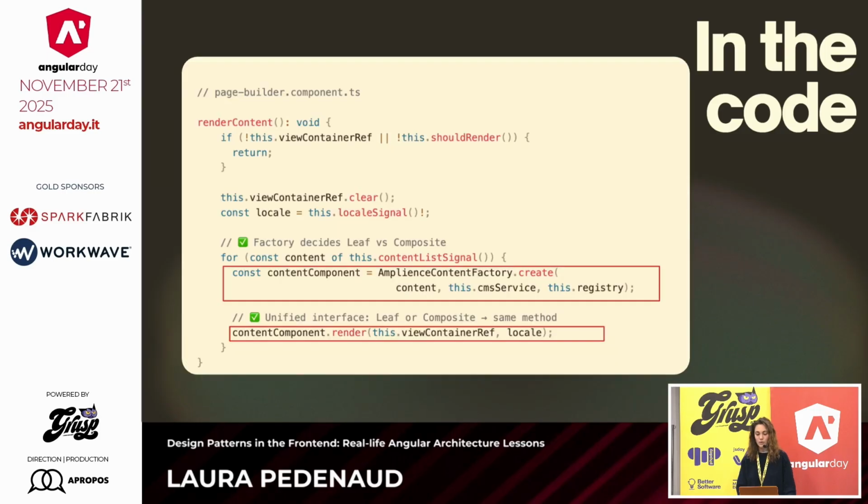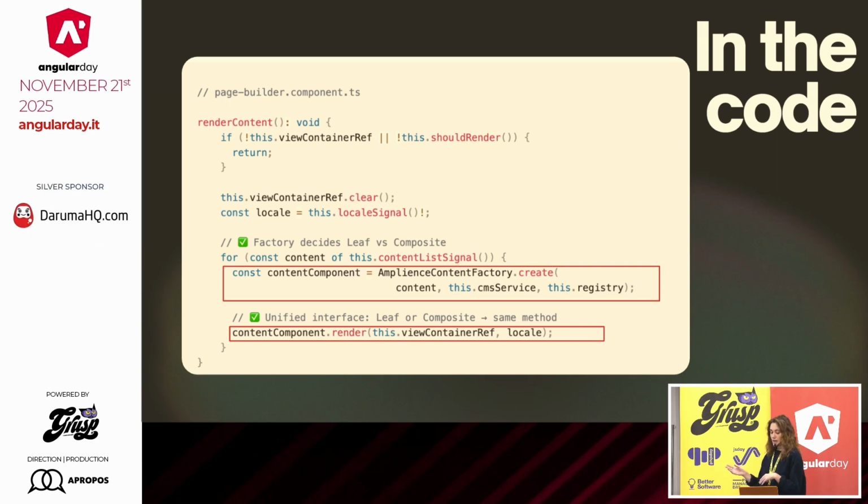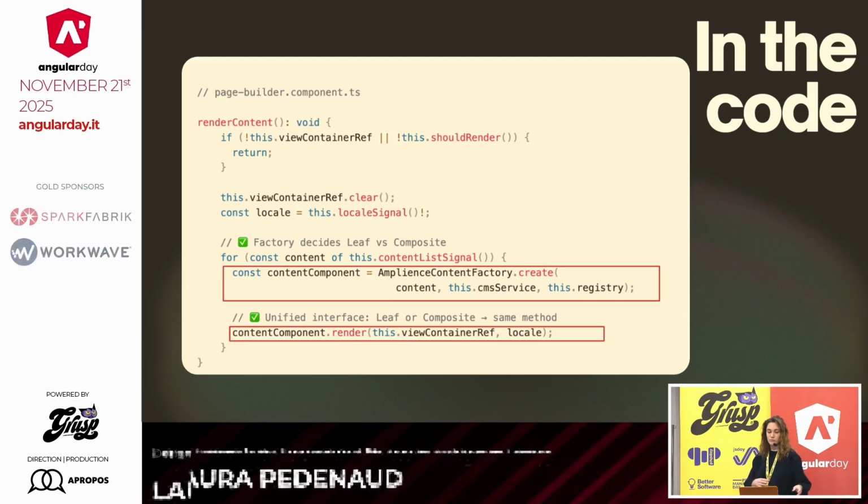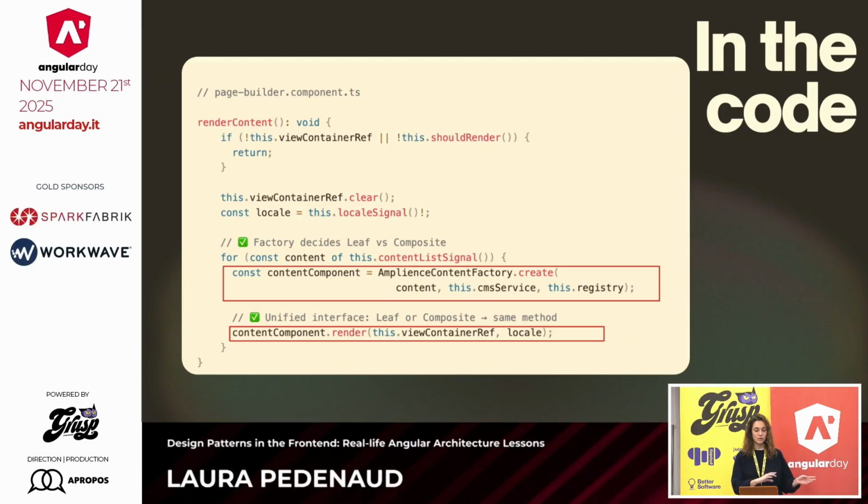And the other block of code that I changed was actually in the builder, because here now we have a factory that decides between leaf or composite, and then we just use the same method to render either a leaf or a composite.